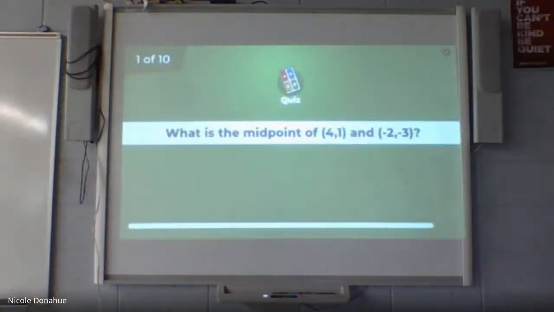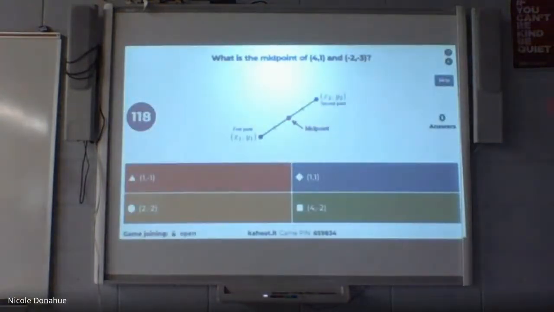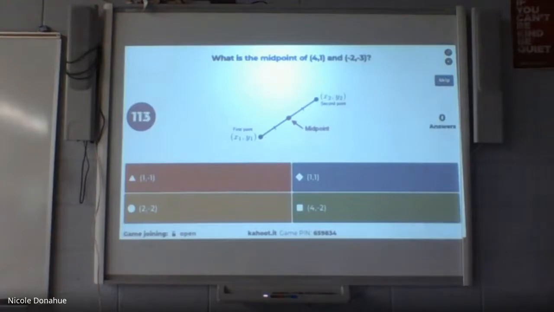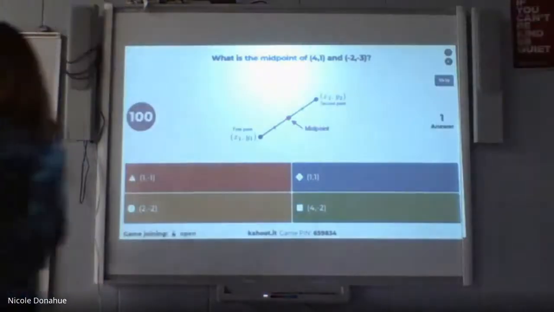What's the midpoint between these two? So again, you're looking at the midpoint. Those are the points up there, 4, 1, and -2, -3. They give you like a full 2 minutes. We probably don't need that much time. So the midpoint formula is the second formula where you add the x's together and divide by 2 and add the y's together and divide by 2.